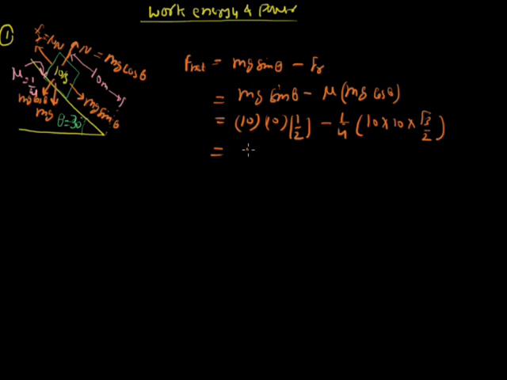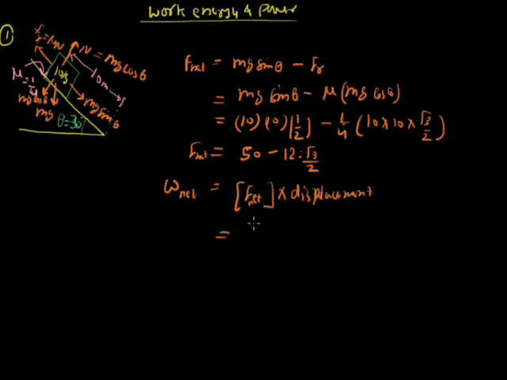By solving this, we would get the force equal to 50 minus 12.5 root 3 by 2. This is the F net. So now work done by friction. So now the net work would be what? This is F net into total displacement.